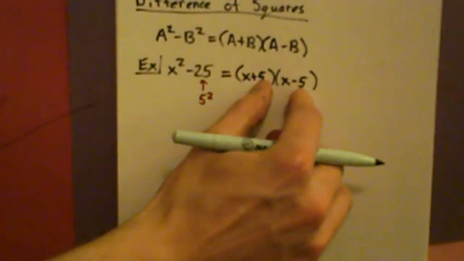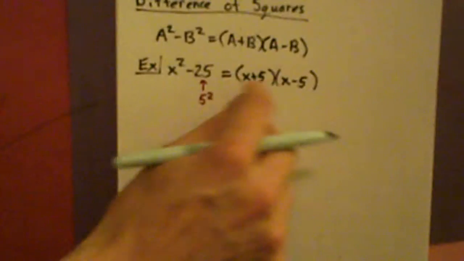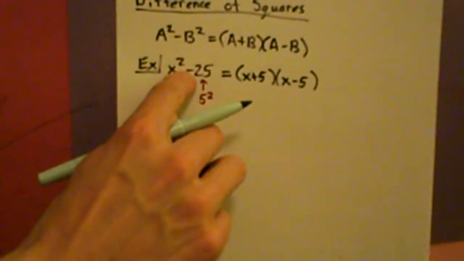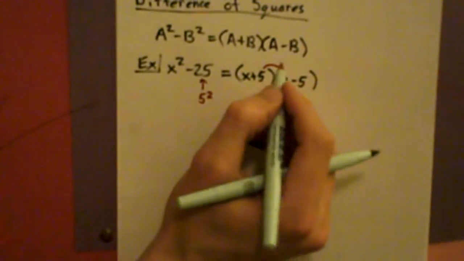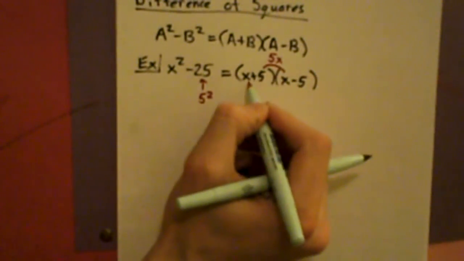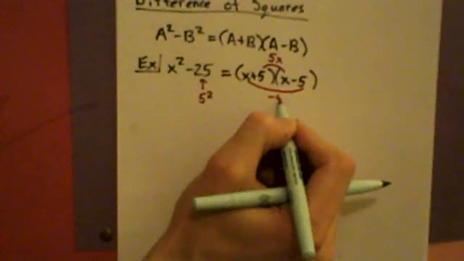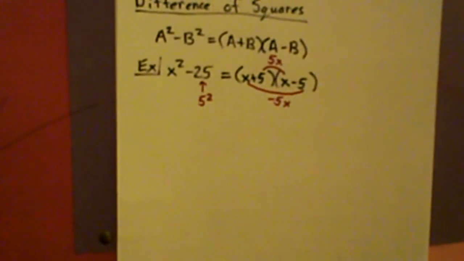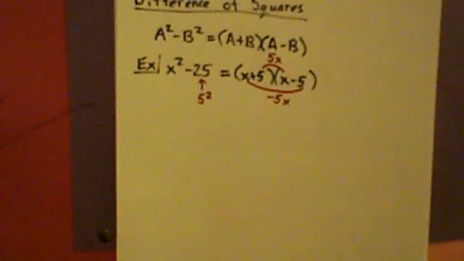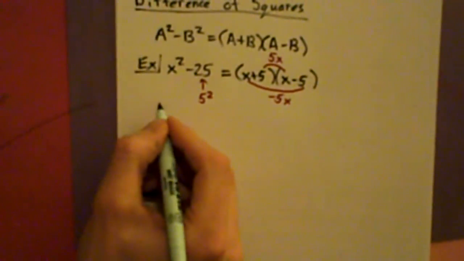Again, 5 times negative 5 gives me negative 25. And the reason why there's no middle x term is because when I multiply, the inners give me 5x and the outers give me negative 5x. What's 5x and negative 5x? 0x. In a difference of squares, those two middle terms always cancel out. Let's take a look at another one.